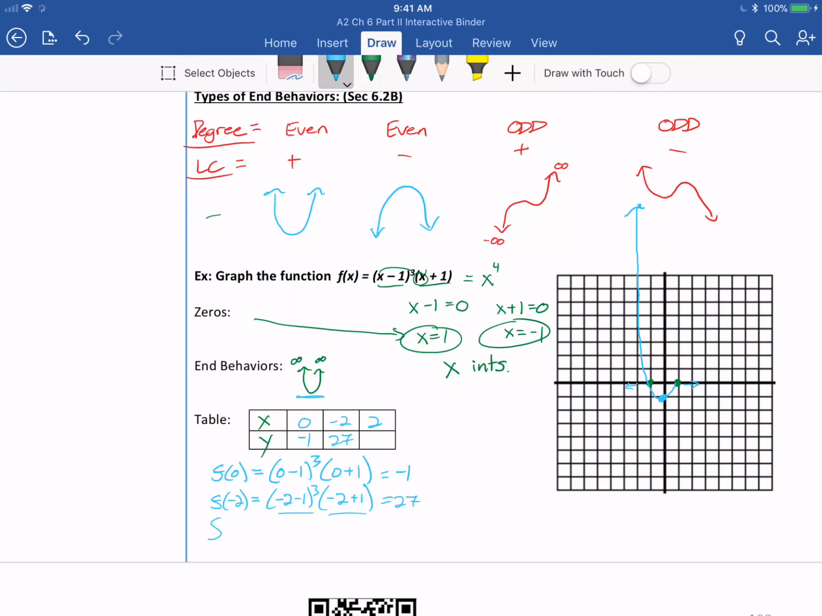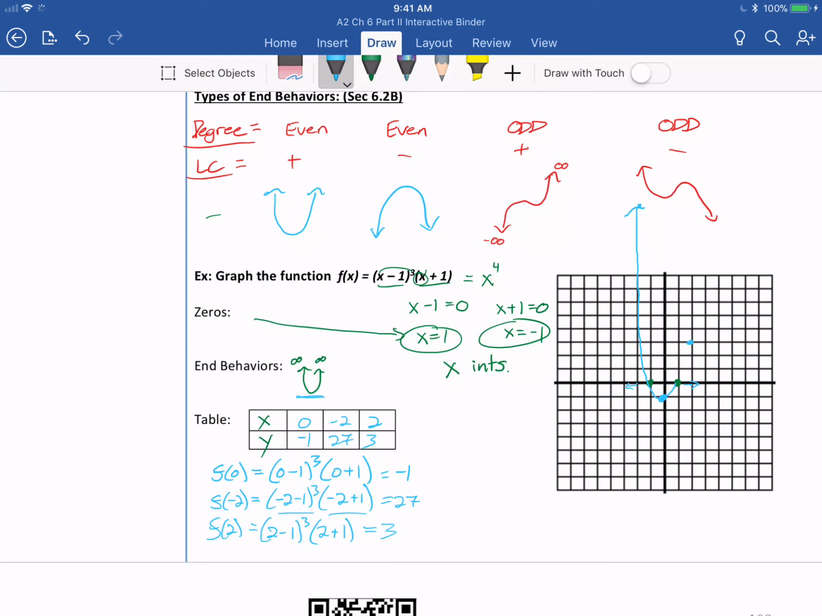So if I plug in 2, f of 2 is equal to 2 minus 1 cubed and 2 plus 1 cubed. Or excuse me, not cubed for the last one. 2 minus 1 is 1. 1 cubed is 1. And then times 2 plus 1 is 3, so I get 3 here. So I get 2, 3, and that one's on the graph.